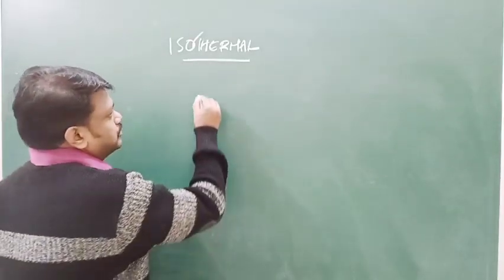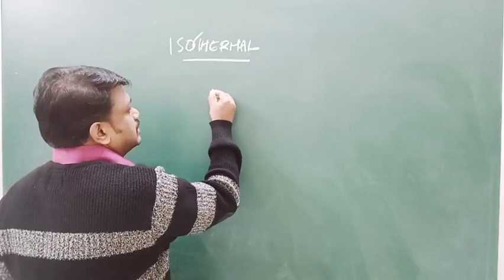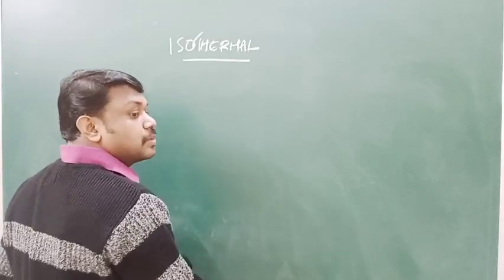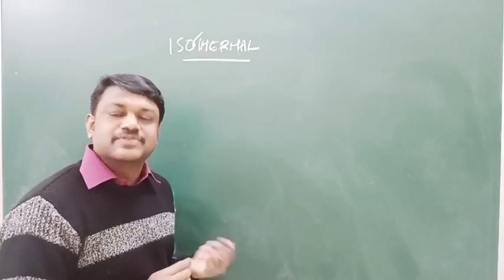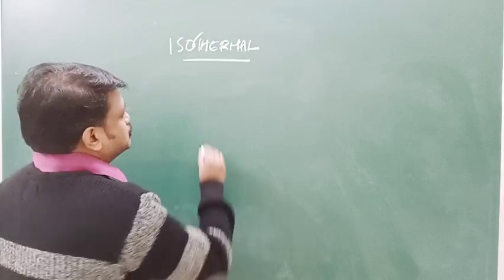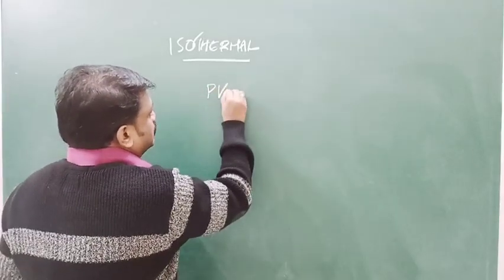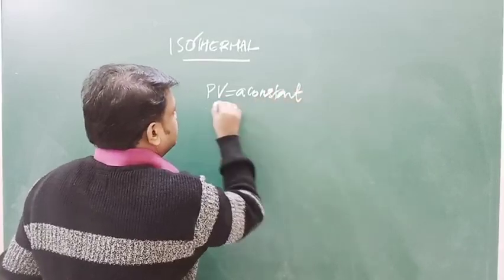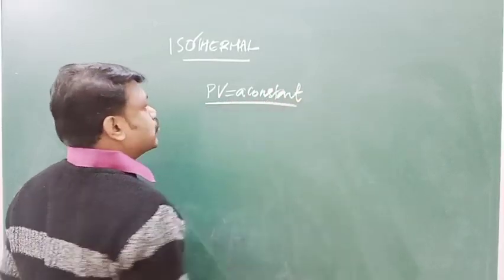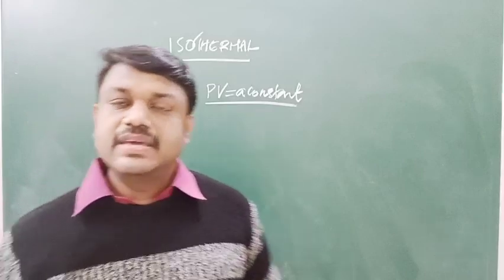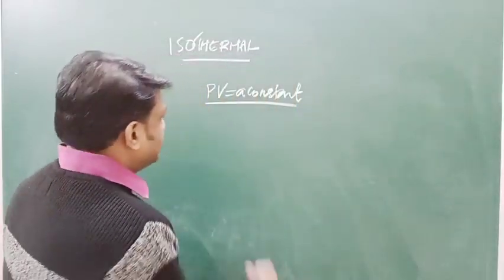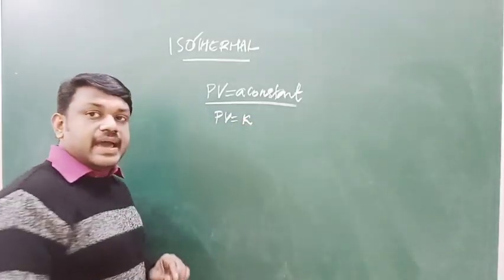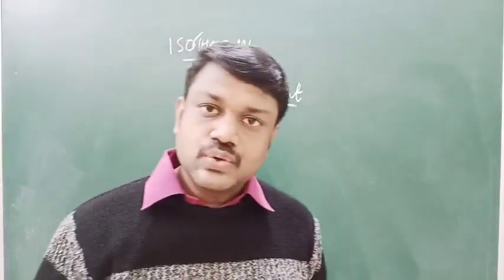It obeys Boyle's law, which means at constant temperature P is directly proportional to 1 by V. That means P is inversely proportional to V. So PV is equal to a constant. This is the characteristic equation for an isothermal process. PV equal to a constant, that is PV equal to K. PV equal to K is the characteristic equation for an isothermal process.